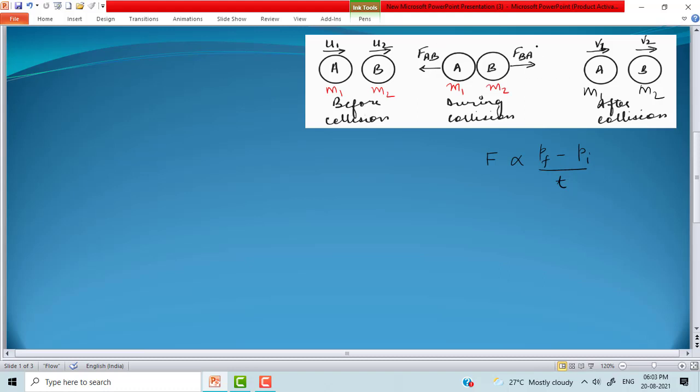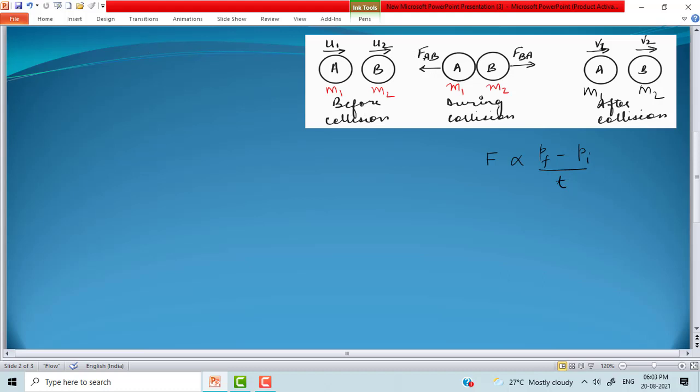the momentum of each body at the final state. Here we have two forces, Fab and Fba. Fab is the force on A due to B, and Fba is the force on B due to A. So it pushes in this direction, and the force on B is along this direction.